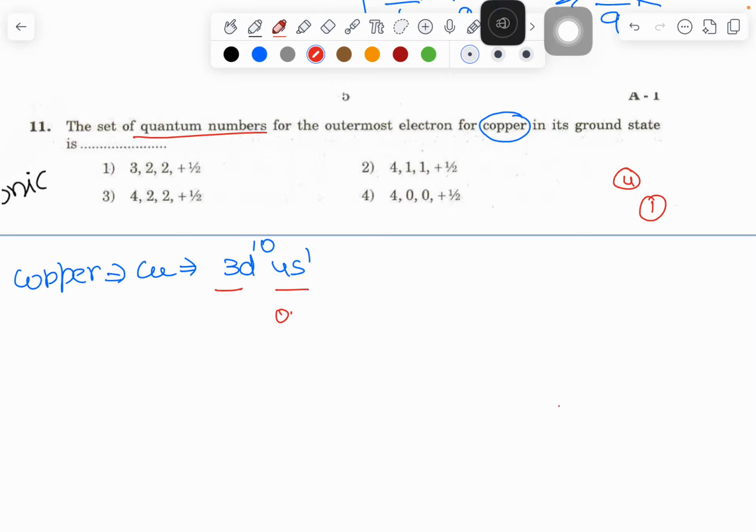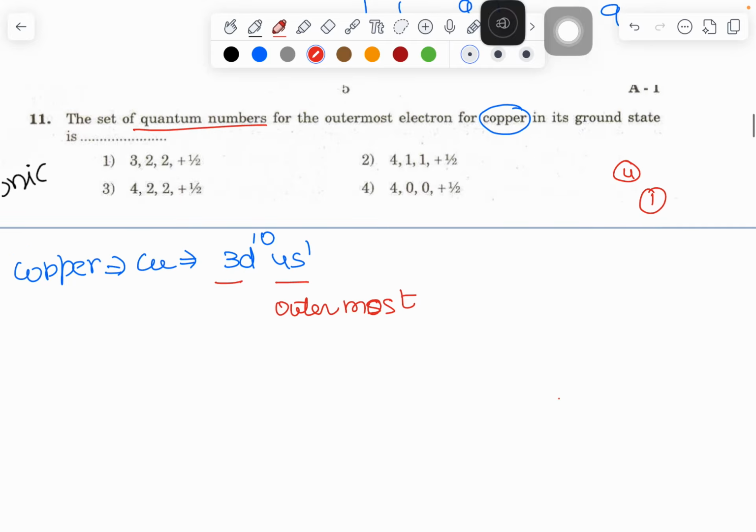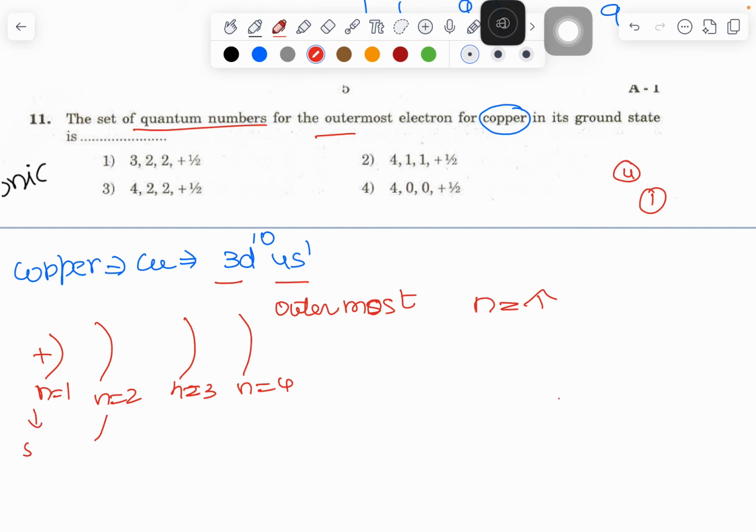Now in this, people tend to think which is the outermost electron, the 3d one before that. Let's see. The outermost electron is always where the n value is highest. This is the nucleus. We have n is equal to 1, n is equal to 2, n is equal to 3, n is equal to 4. We all know this. n equals 1 has only the s subshell. Here we have the s subshell and the p subshell.